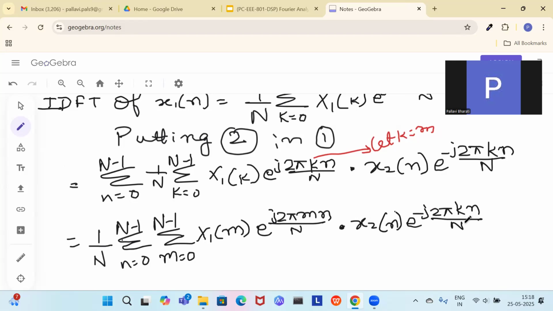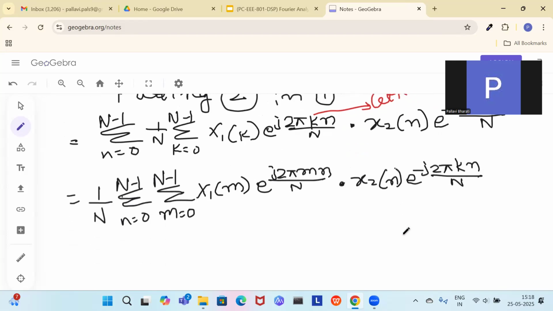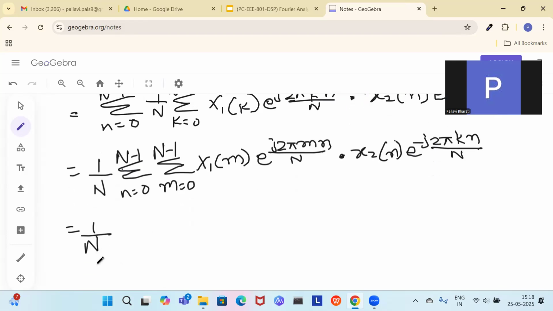Fine. So we have to always remember the final destination. In order to go to that point, what we know is that this should be transformed to x2k. If we get that, we are done, right? So what we are going to do now is change the order of this summation. For changing the order of this summation, here we are going to write 1 by N. This is just the outside part.